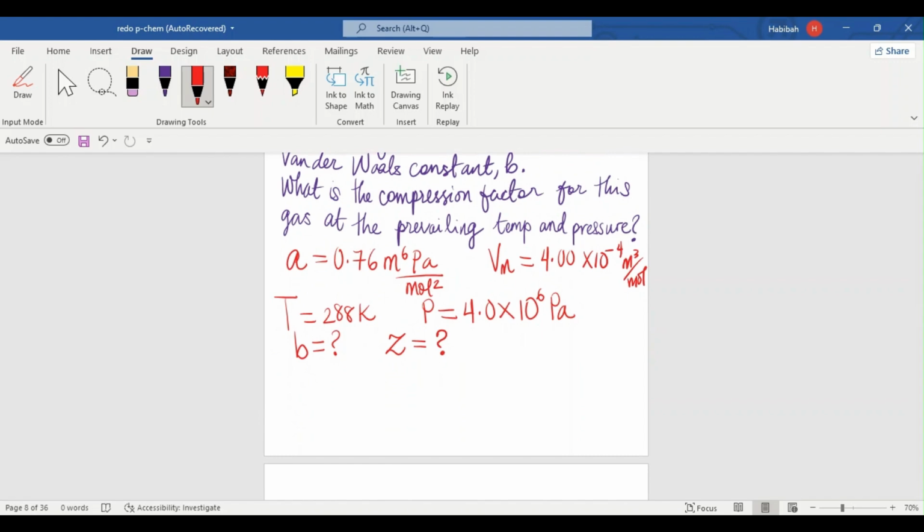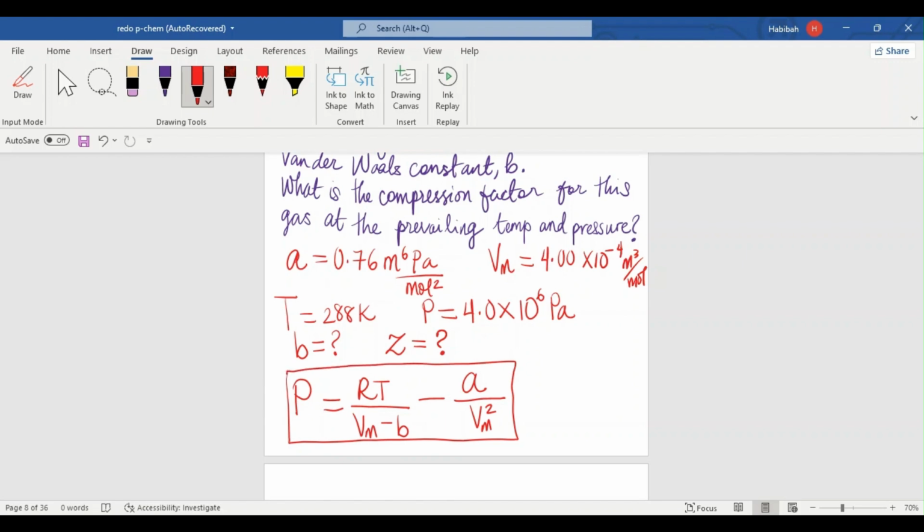Before we can go ahead, the first thing I want you guys to note is this. For a van der Waals gas, we have to use the van der Waals equation of state, which is this equation: P equals RT, where P is pressure, R is the gas constant, T is temperature, divided by the molar volume minus B, minus the parameter A divided by the molar volume squared. So this is the equation we're going to be using to determine B.